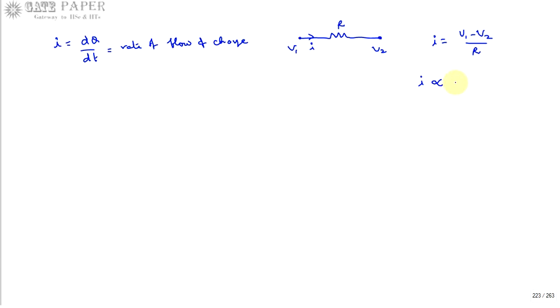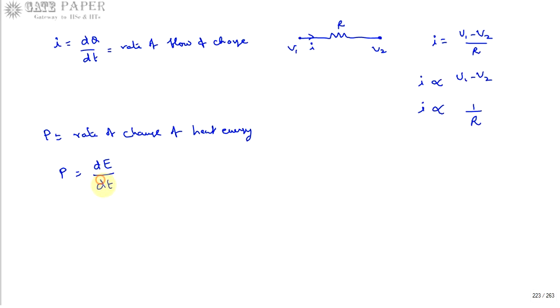So I is proportional to the voltage difference V1 minus V2, and I is proportional to 1 by resistance. Resistance is nothing but opposition to the flow of charge. Similarly, power is the rate of change of heat energy. So P can be written as dE/dt, where E is heat energy.